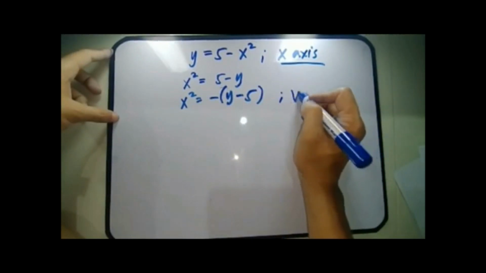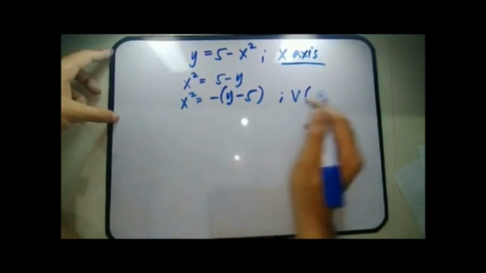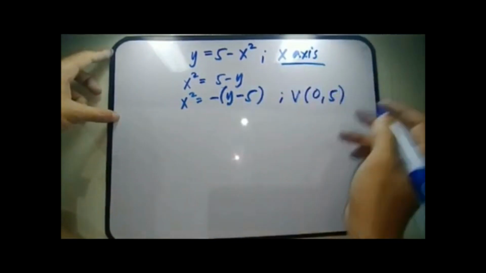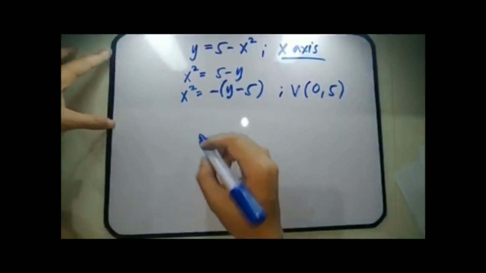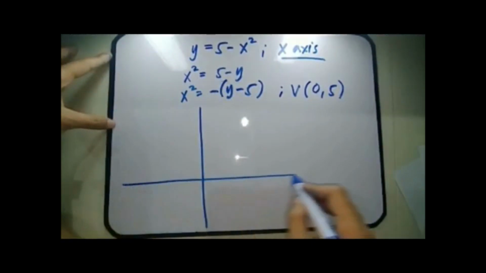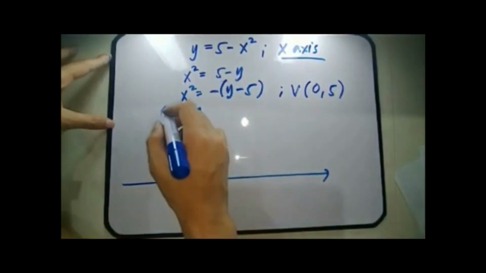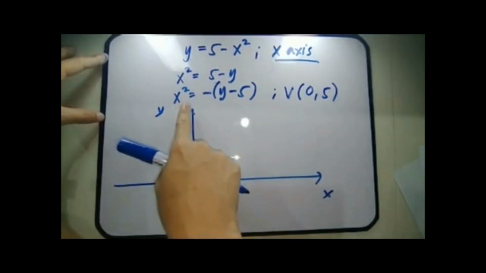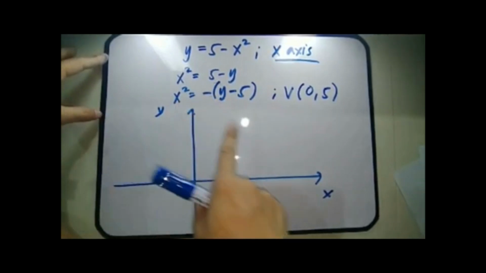So here we can say that the vertex is at 0 and 5. But y is negative, therefore this must be concave downward. You have here 0, 5. I-plot natin. Just plot the curve. 0, 5.